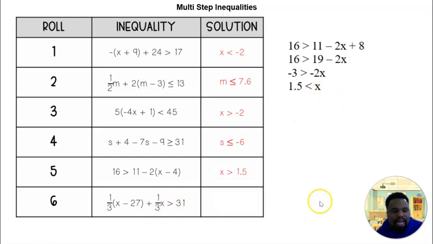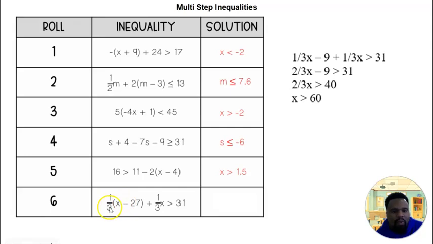And then lastly, do I distribute the property? 1/3 times x is 1/3 x. 1/3 times negative 27 is negative 9. Plus 1/3, combine your like terms. 1/3 and 1/3 is 2/3. All right, add 9 on both sides, that gives you 40. And if I do 40 divided by 2/3, which is the same thing as multiplying by 3/2, that's going to give you 60. So x is greater than 60. All right. So we're just applying our concepts of solving multi-step equations to the same way we would do multi-step inequalities.